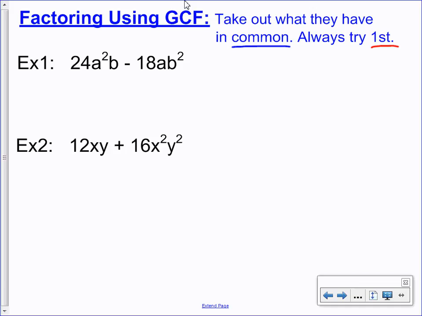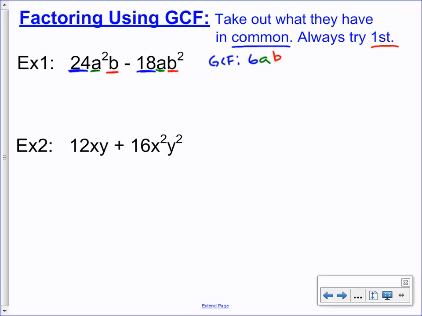Okay, so think to yourself, what divides into both 24 and 18? What's the biggest number that divides 24 and 18? It's 6. So part of your GCF is going to have a 6 in it. Then, what's the greatest number that divides out of a squared and a? Just 1a. The most you can take out evenly is 1a, so a to the first power, and between b and b squared, you can take out a b. So your GCF is going to be 6ab.